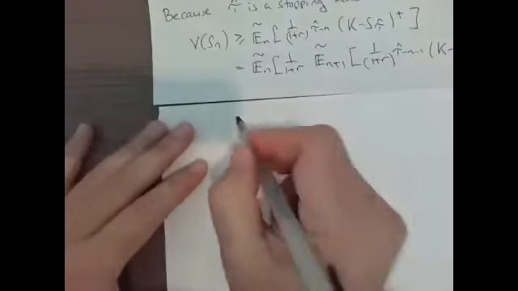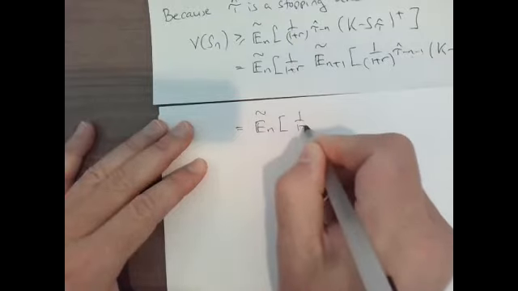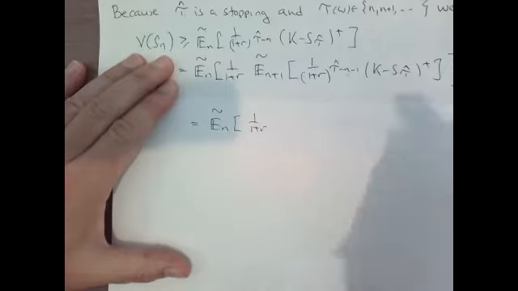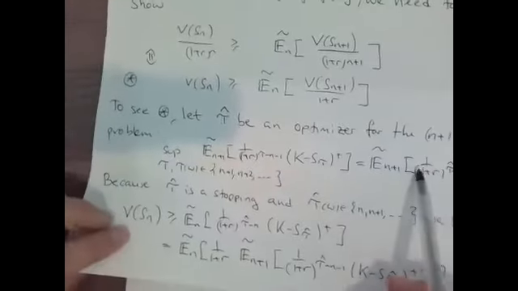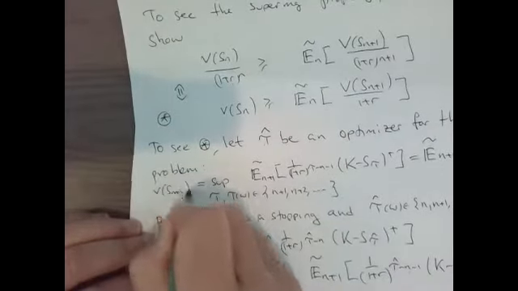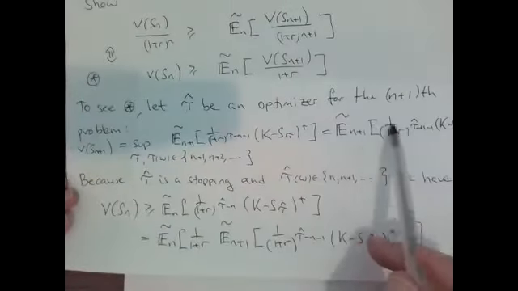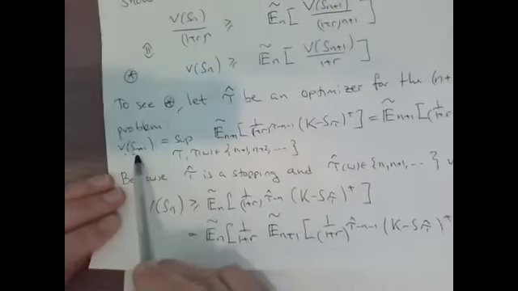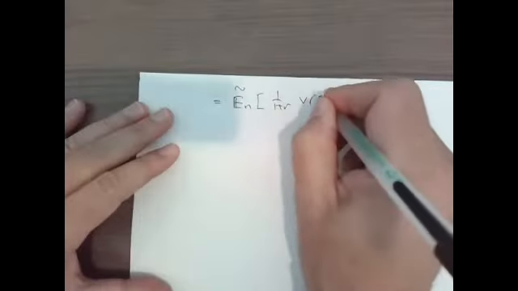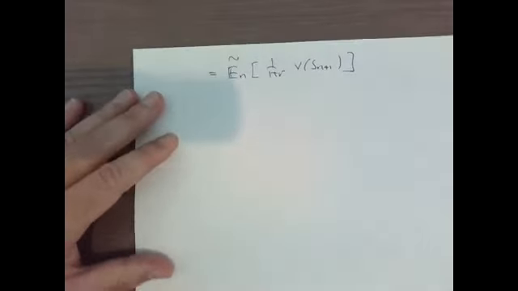And then I'll use 1 over 1 plus R. And then what I have here, because tau hat is the optimizer, but on the left-hand side, this is my V of Sn plus 1. Because tau hat is the optimizer, I know that this expression here on the right-hand side is exactly my V of Sn plus 1. So I'll plug that in. And this is what I needed to prove.